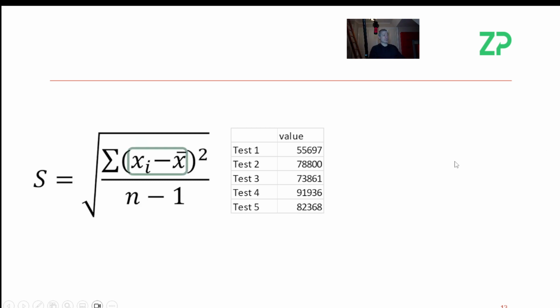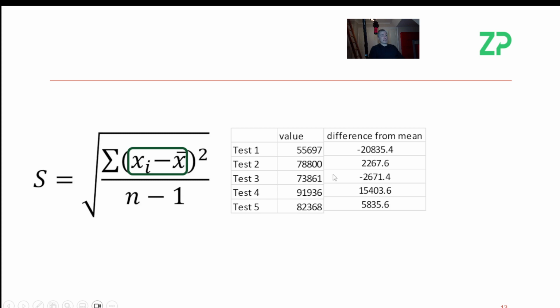The next question that the standard deviation equation asks is, what's the difference between that measured value and the average value for the population? I think the average was 76,532. So you have to take that value from each one of these values. So that's why 55,000 becomes minus 20,000. 78,000 becomes 2,000. 73,000 becomes minus 2,600. 91,000 becomes 15,403. So these are the differences between the measured value and the average for all of those samples.